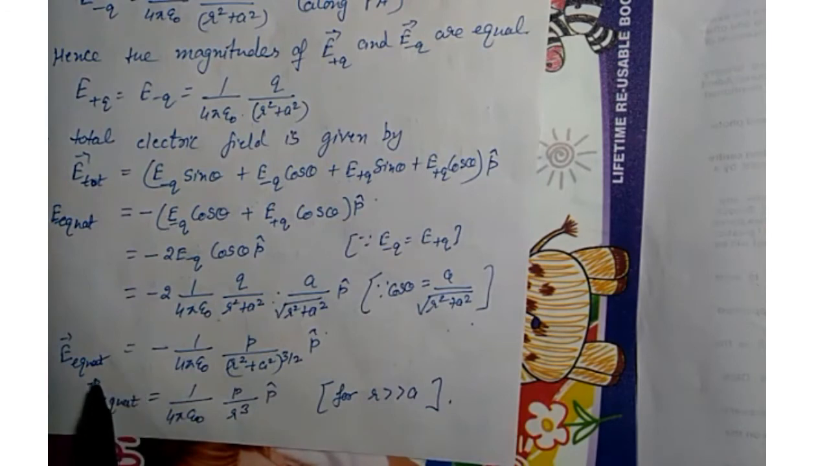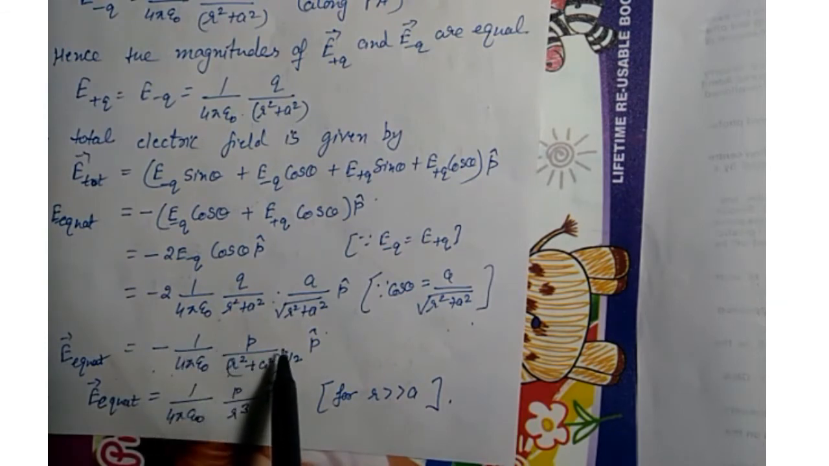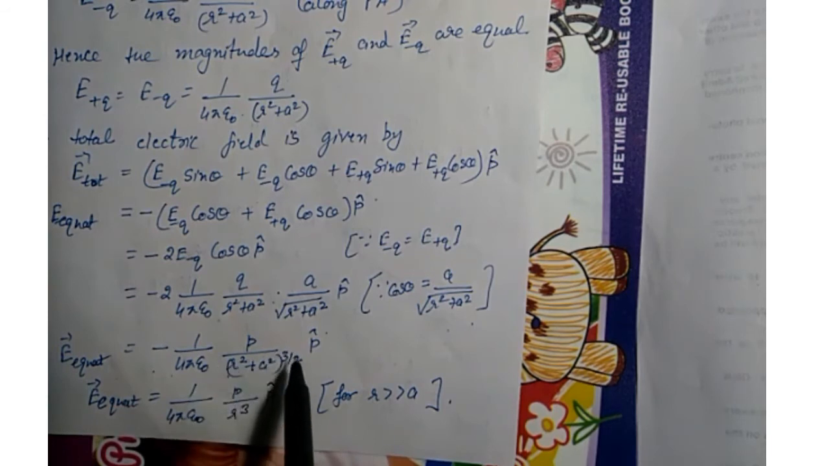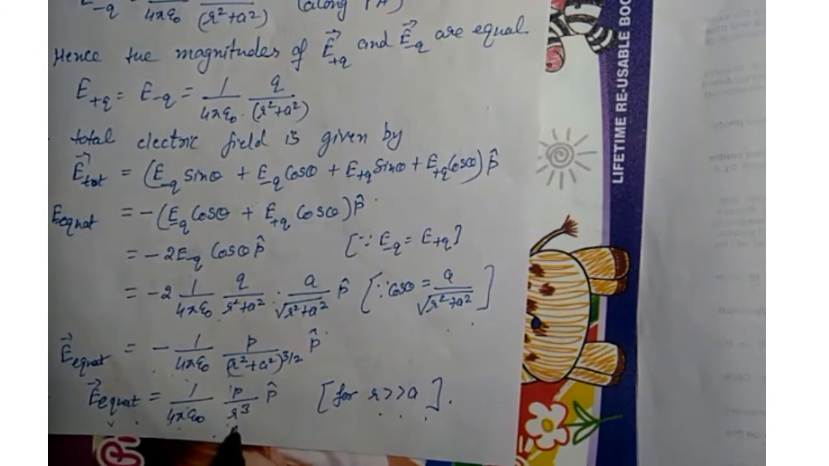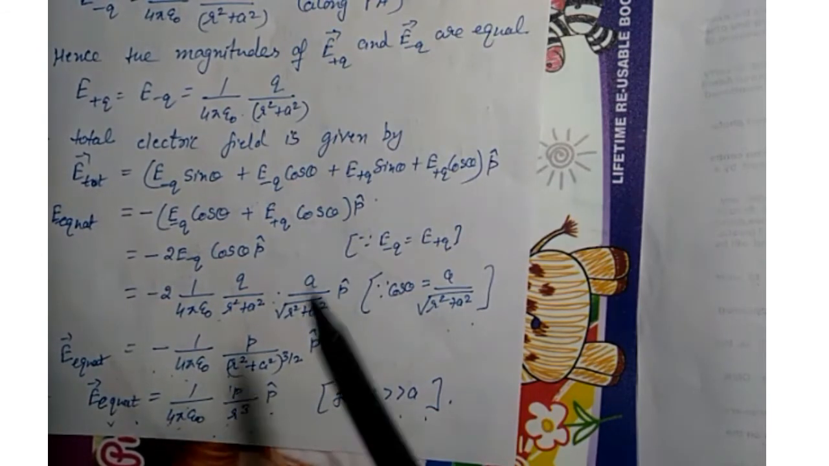Hence, the net equatorial electric field is given by minus 1 upon 4 pi epsilon naught P divided by (R square plus A square) whole power 3 by 2, P unit vector. For the distance R much greater than A, the net equatorial field is given by 1 upon 4 pi epsilon naught P upon R cube, P unit vector.